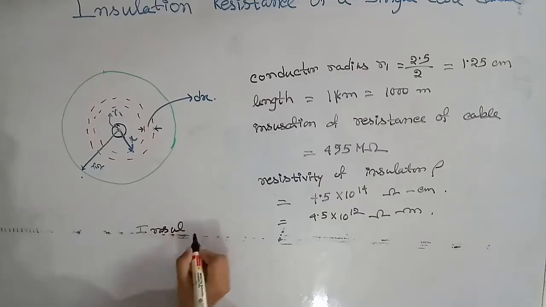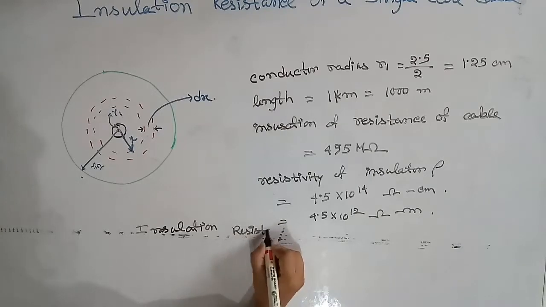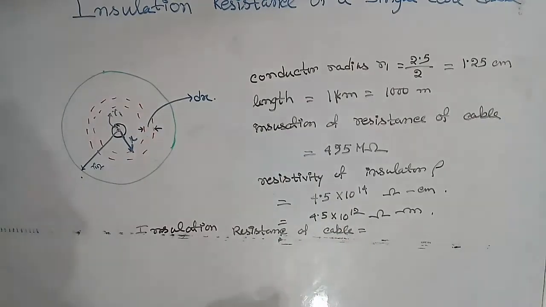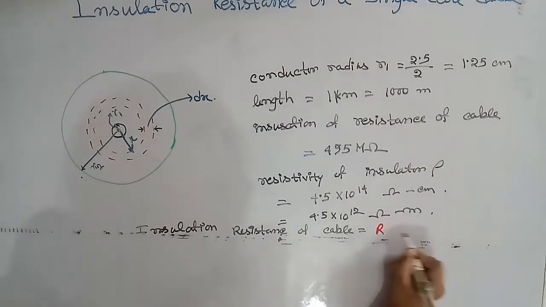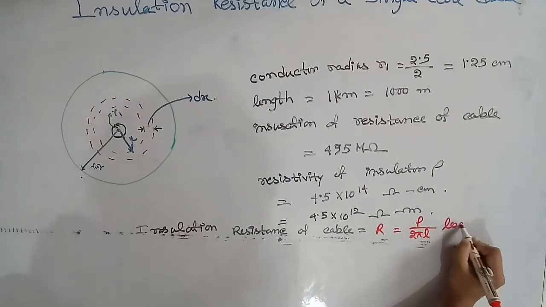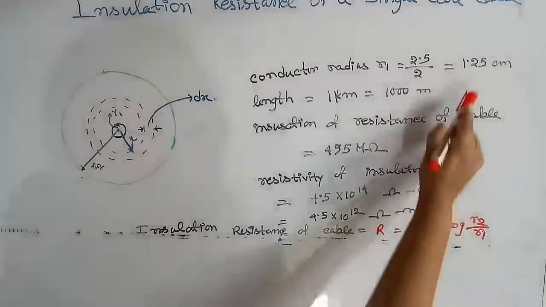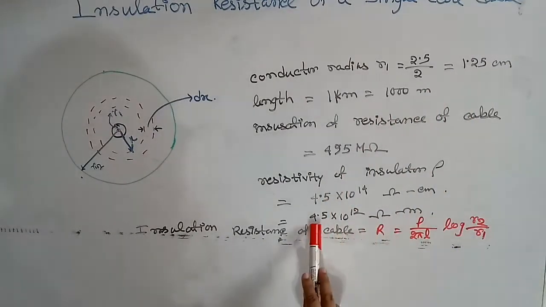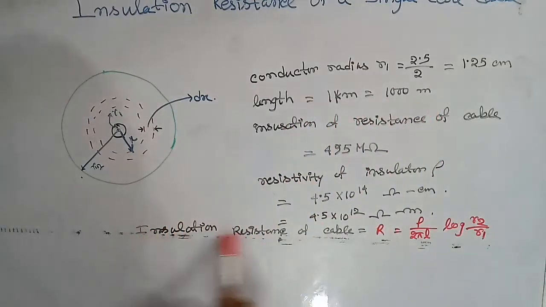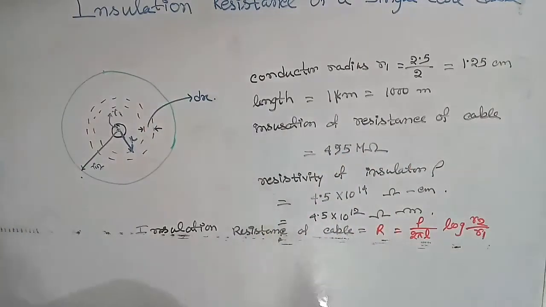Insulation resistance of cable is R equals rho by 2 pi L log R2 by R1. Now what is the value of R1? R1 is 1.25. What is the value of rho? Rho is 4.5 into 10 to the power 12. What is the value of L? L is 1000 meter, and the value of insulation resistance is 495 mega ohm.